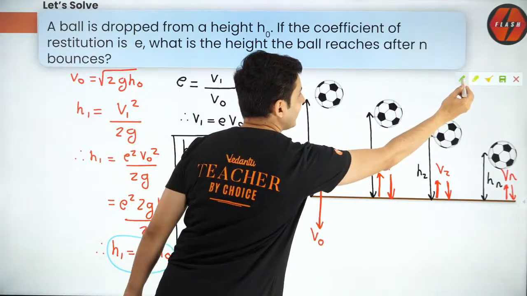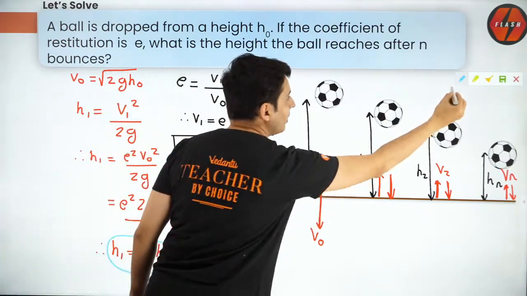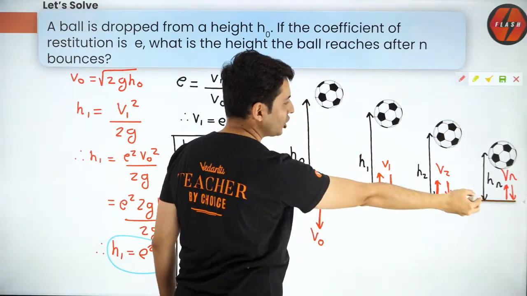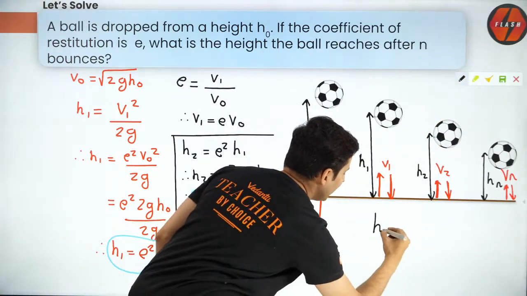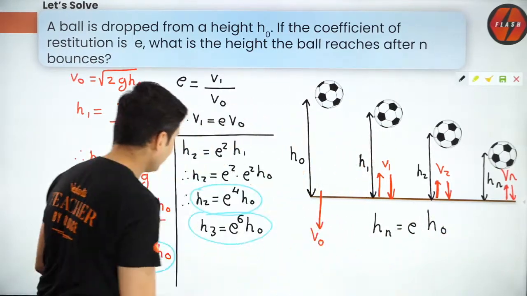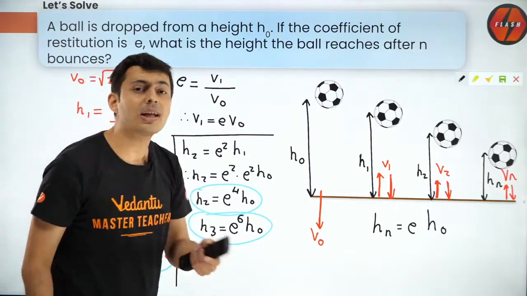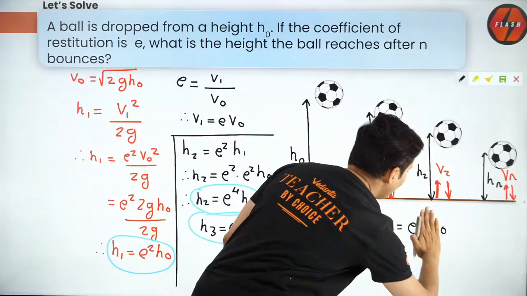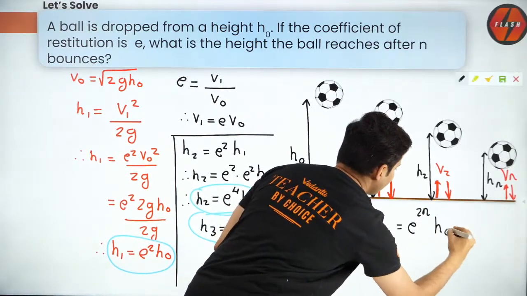That's h3. So now, did you get it? What should be hn? Think about it. hn will be E raised to something h naught. But what is that something? It is always 2, 4, 6, 8. What are these numbers? Even numbers. And how do you best represent even numbers? 2n. And that's it. That is the answer.